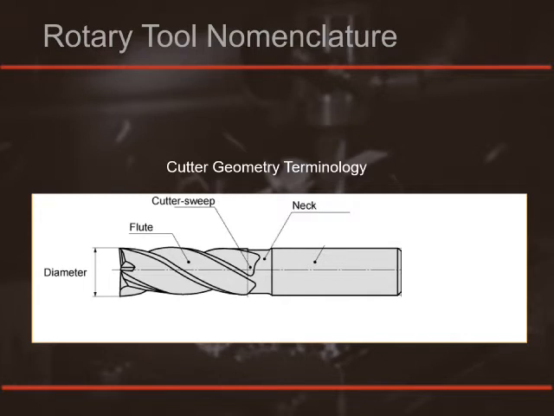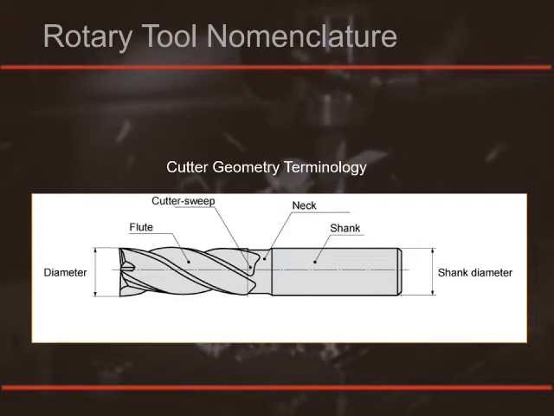Some cutters have a neck. A neck is an area that's ground down smaller in diameter than the cutting diameter, so that portion of the cutter will not contact the workpiece. And then there's a shank, which is a smooth cylindrical portion that's designed to be held by a tool holder for the particular rotary spindle machine.